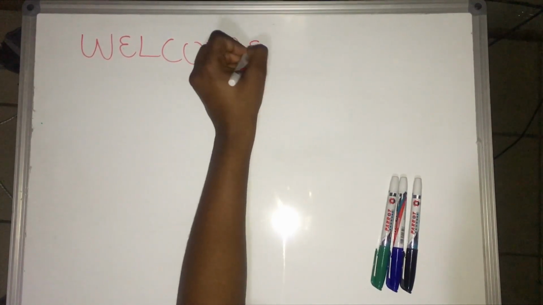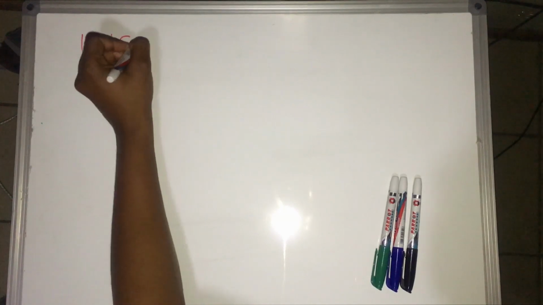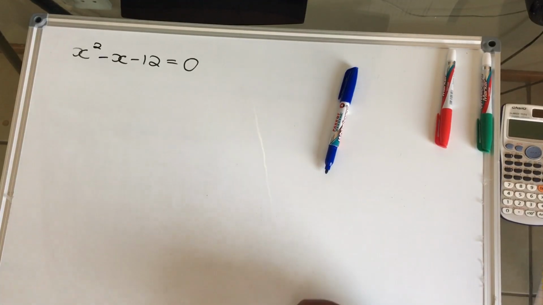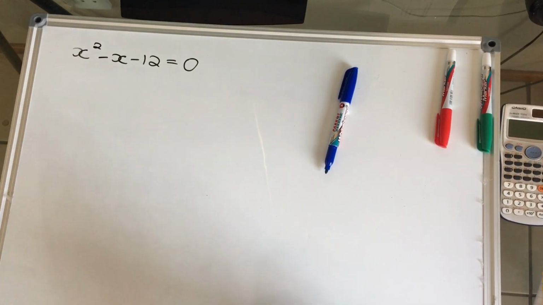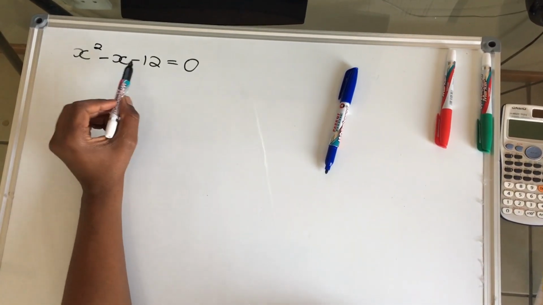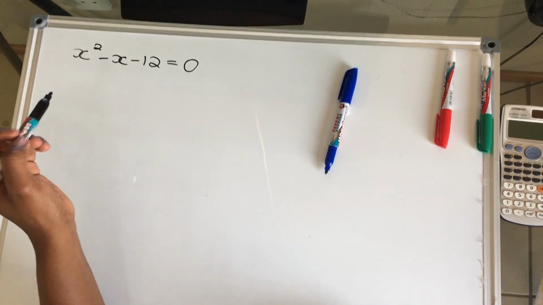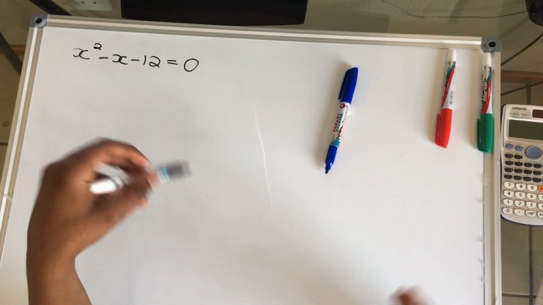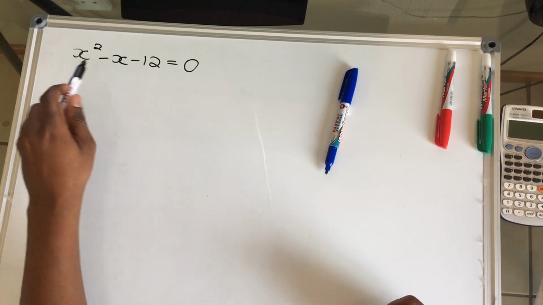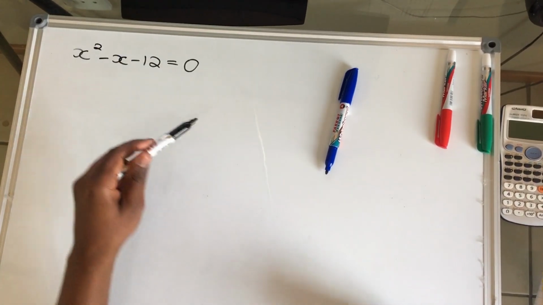Okay, so first, solve for x. The first question is, problem ya mathomo, it will be as follows. x squared minus x minus 12 is equal to 0, and then we are required to solve for x. So what is the value of x for which this equation is 0?